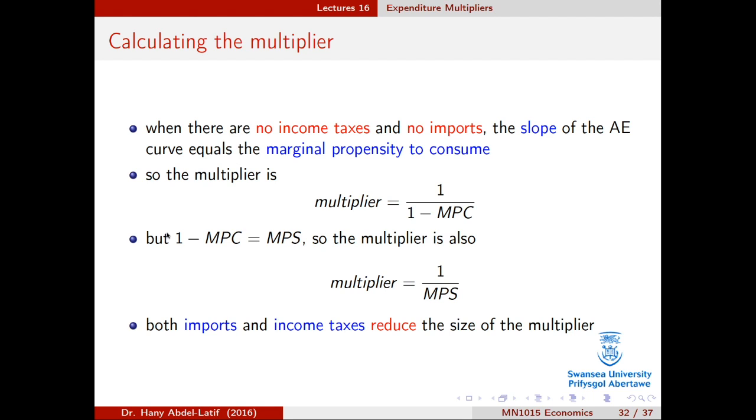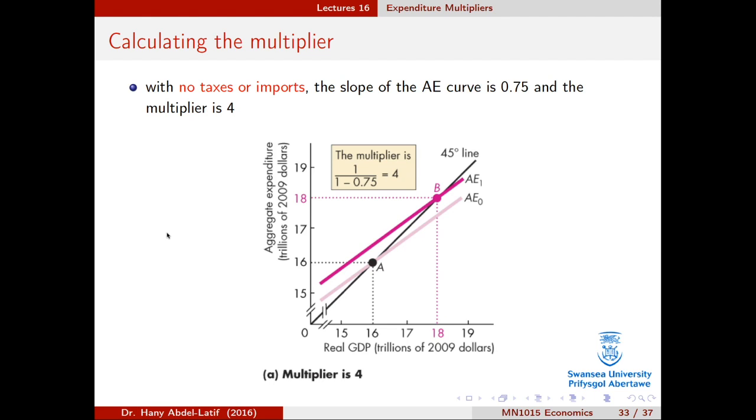And just going back to the formula you have on this slide now, because we know that the marginal propensity to consume plus the marginal propensity to save equals 1, that means 1 minus the marginal propensity to consume is simply the marginal propensity to save. So you could calculate the multiplier as 1 divided by the marginal propensity to save. Remember, this is the case when we assume there's no income tax or imports, because if there are imports or income tax, the multiplier will be smaller than that.